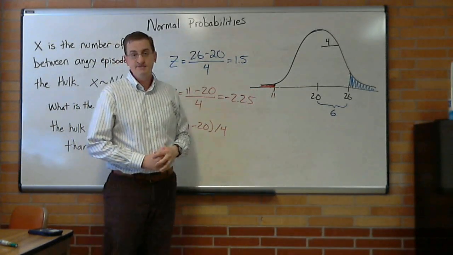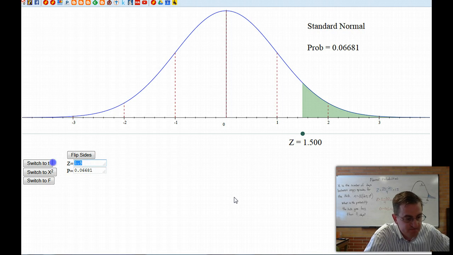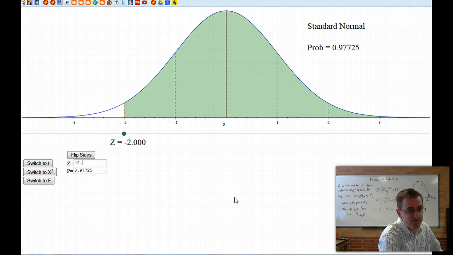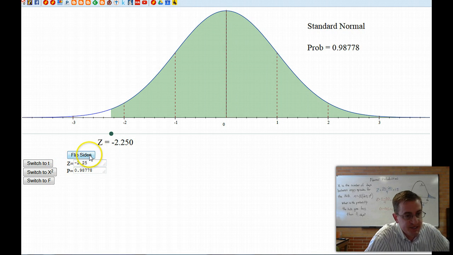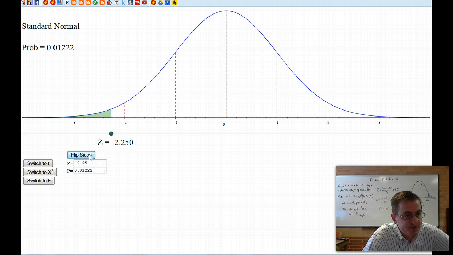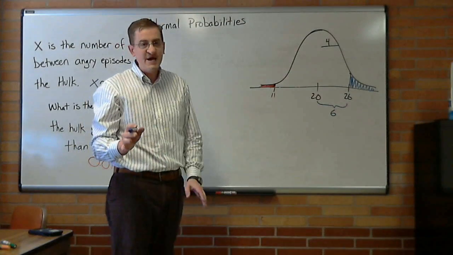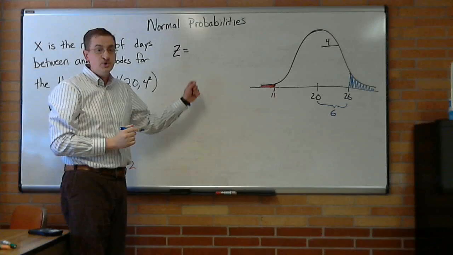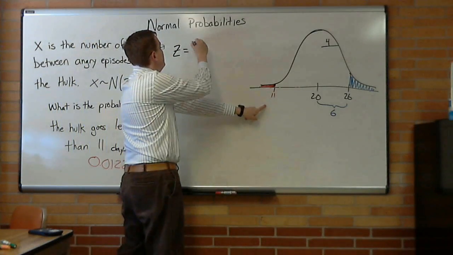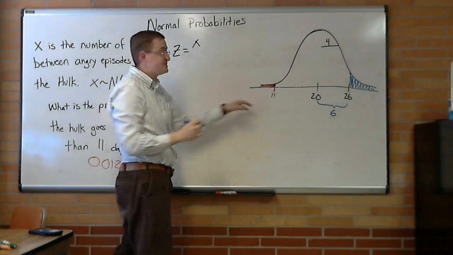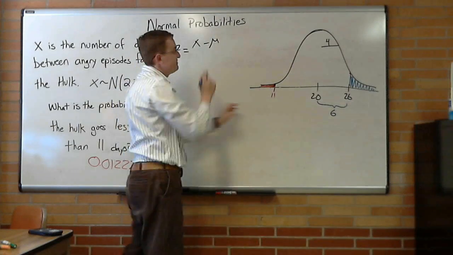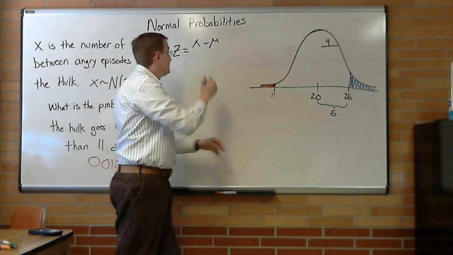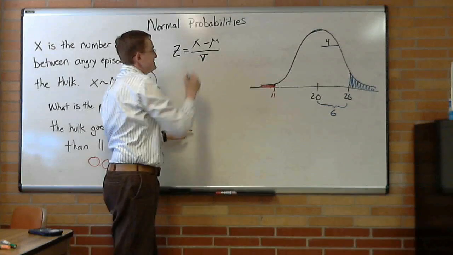Let's see what the applet says. We're going to change that 1.5 into a negative 2.25. And I do need to flip sides again. The answer is 0.01222. Let's formalize exactly what we did with that z-score. Z was, we took the x value, which is the number that we were interested in, and we subtracted from that mu, the mean. And then we divided that by the sigma.